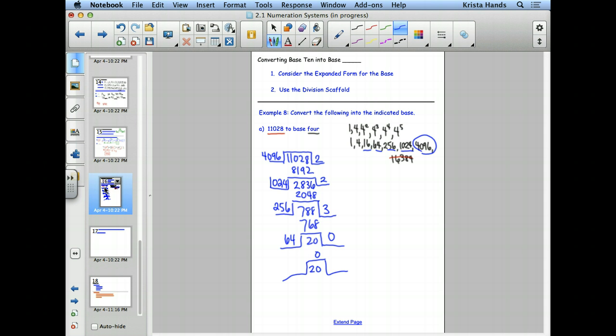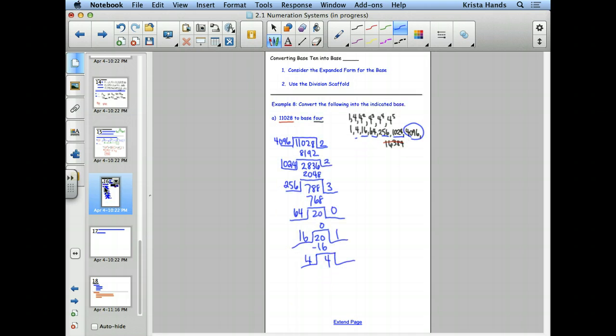But then I use the next power of 4, which is a 16. How many times will 16 go into 20? 1. 1 times 16 is 16, which I would subtract to give me 4. The next power is actually a 4. How many times will 4 go into 4? Once. 1 times 4 is 4, and 4 minus 4 is 0.